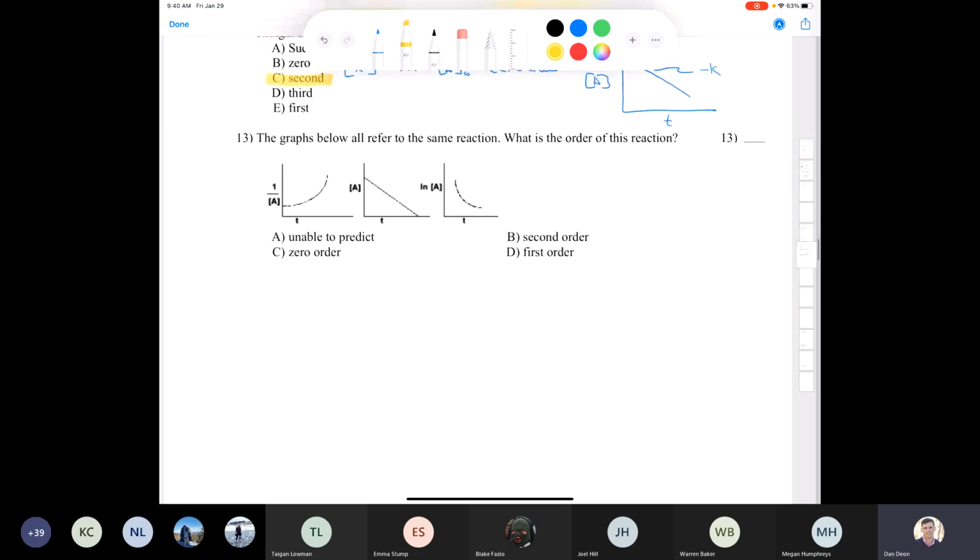Let's try something very similar. Question number 13. This is kind of like an ACS final type question where they just show you a bunch of pictures and ask you to interpret. Could anybody tell me, all three of these graphs here represent the same reaction, but what's the order of the reaction? And it's not a trick.